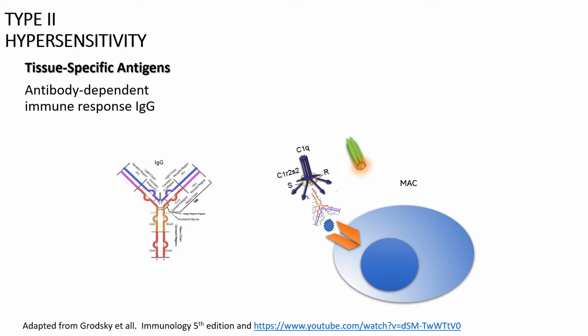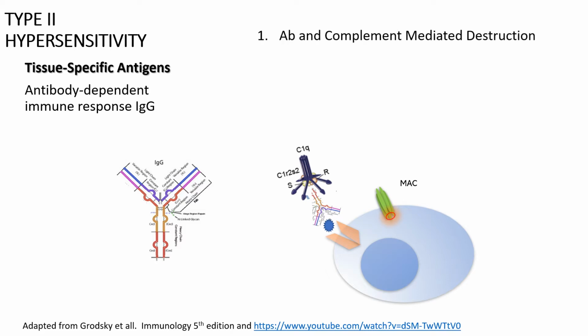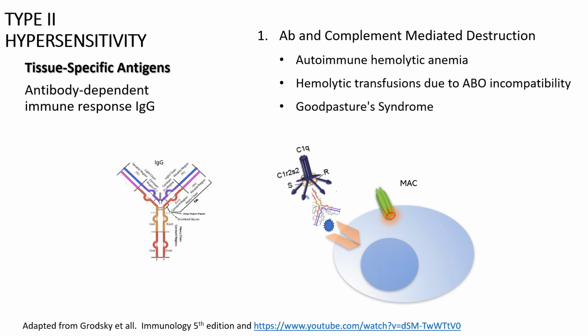This complement activation eventually recruits MAC, who's not of Scottish descent, it is the membrane attack complex. And this will destroy the cell that's bearing the allergen or the drug that's immunogenic. This is called antibody and complement-mediated destruction because it requires the IgG and it requires the activation of the complement system. And it's not unusual to see it.